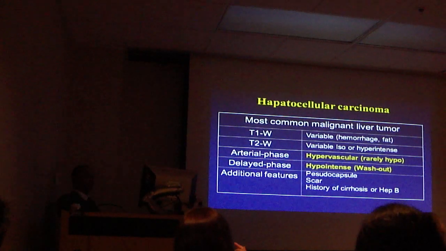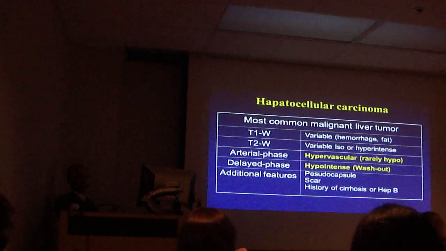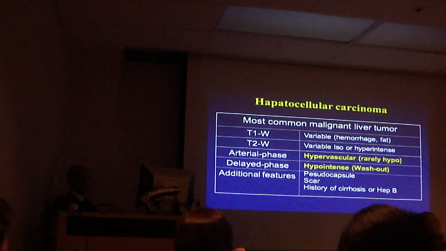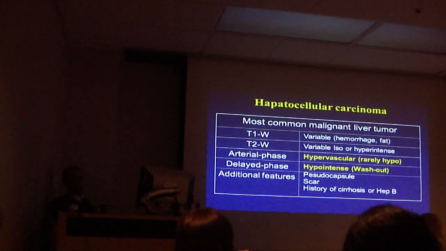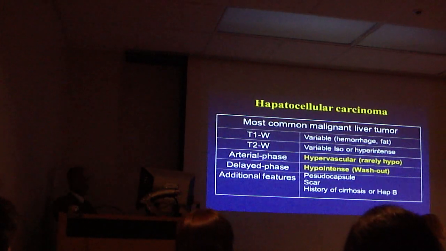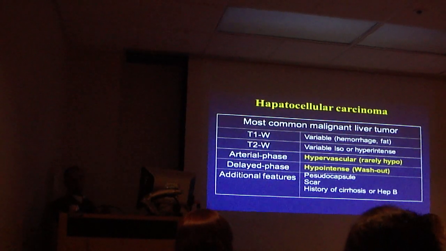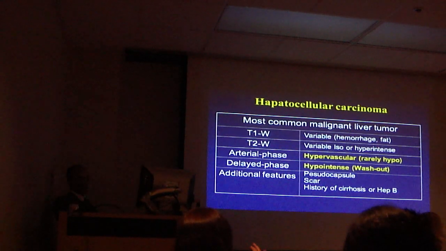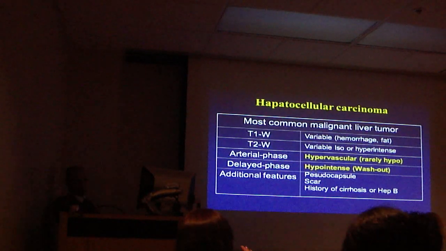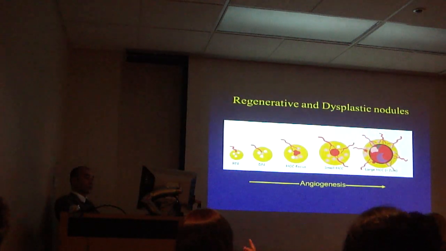So hepatocellular cancer, the most common malignant liver tumor. On T1 weighted images, I've said variable, because it can contain either fat or hemorrhage. And T2 again, variable, iso or hyperintense. Arterial phase hypervascular, rarely hypo. Delayed hypointense because of washout. Additional features which may or may not be present are pseudocapsule, scar, and history of cirrhosis or Hep B, which you may or may not find out until you call the clinician.